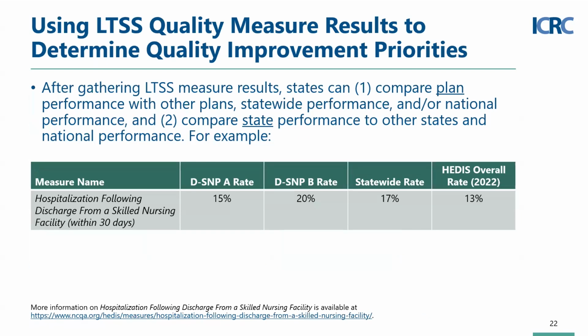After gathering measure results, states should compare plan data to data from other plans, compare plans to state or national performance, or compare plans to specific benchmark targets. The example on this slide uses the measure hospitalization following discharge from a skilled nursing facility within 30 days, where a lower rate indicates better performance. In this case, we can see that D-SNPs A and B both have rates that are higher than the national average of 13%, and therefore there is an opportunity to improve performance on this measure. Slide 23, please.